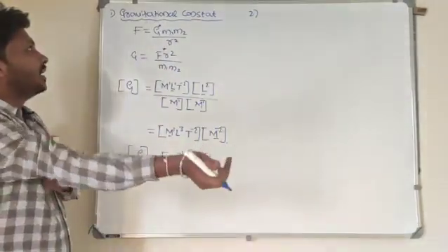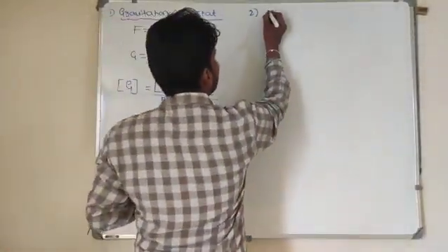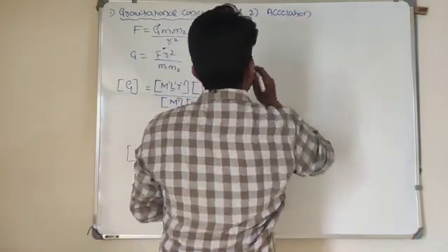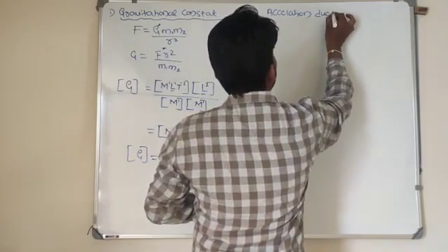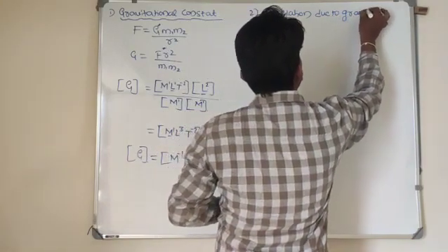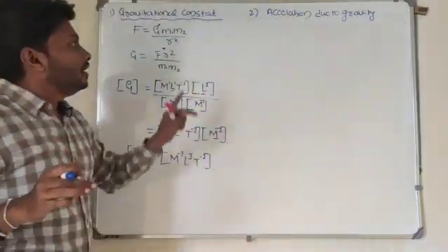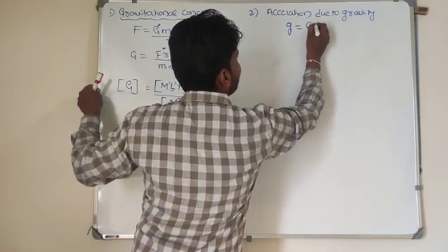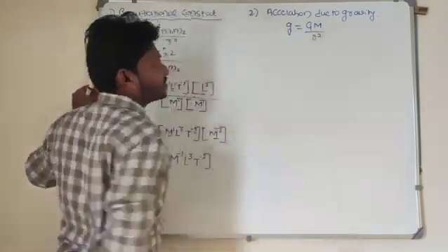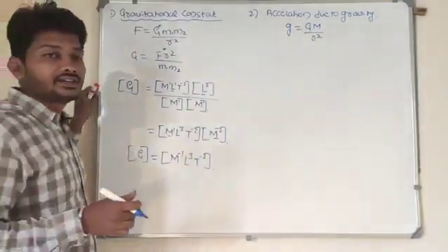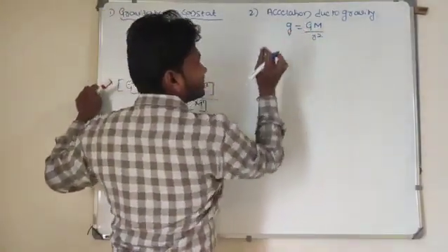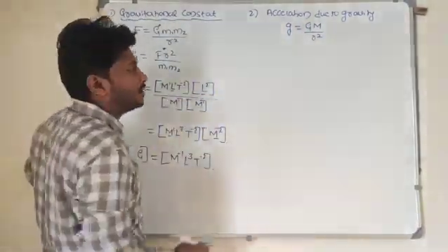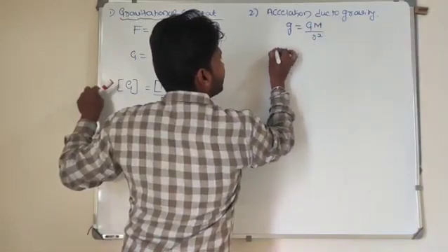Next we'll write the dimensional formula for acceleration due to gravity. The formula for acceleration due to gravity is g equals G M divided by r square. What's the dimensional formula for acceleration due to gravity? Small g represents acceleration due to gravity, where capital G represents the gravitational constant, where M represents the mass here.